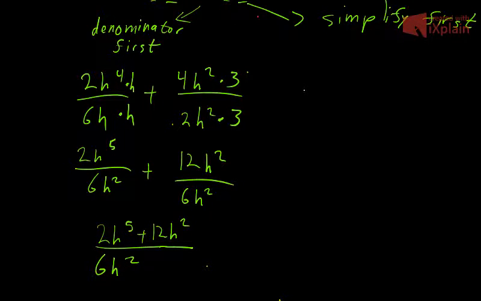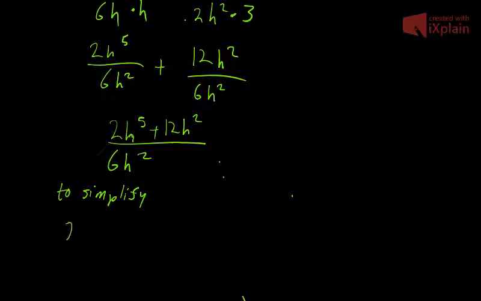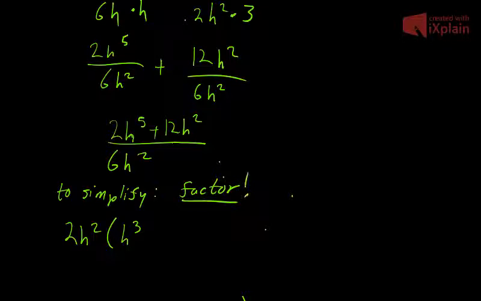And looking at this, I can simplify a little bit. So now to simplify, we have to factor. I can factor out a 2h squared out of the top, which is what I'm going to do. 2h squared times h cubed is going to be 2h to the 5th. Let me make sure this is clear. To simplify, factor. So I took out a 2h squared. 2h squared times h cubed is 2h to the 5th plus 6.